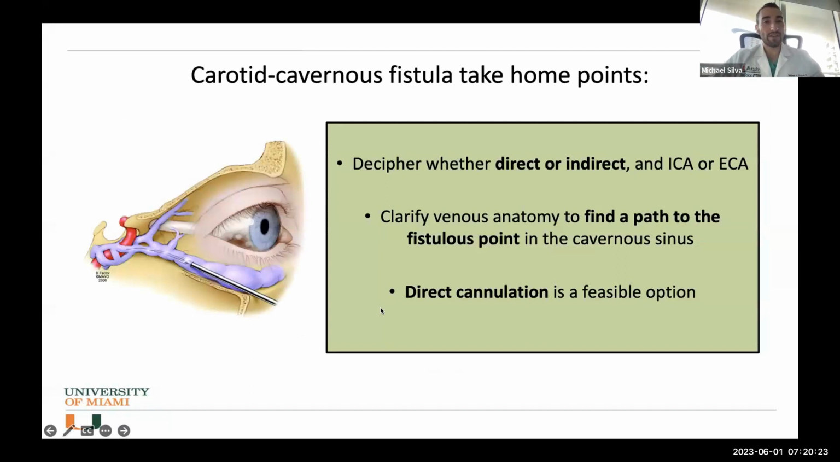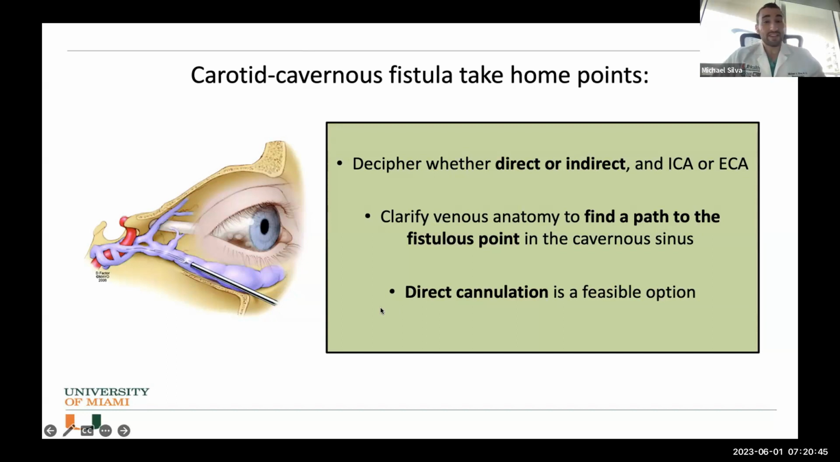So some takeaway points. That was a particularly challenging case, but sometimes they're more straightforward to the IPS. But whether it's a simple or a complicated case, the important things to think about when it comes to CC fistulas are whether they're direct or indirect, and whether they're fed by the ICA or ECA. And again, this factors into the progression of symptoms as well as the treatment options.